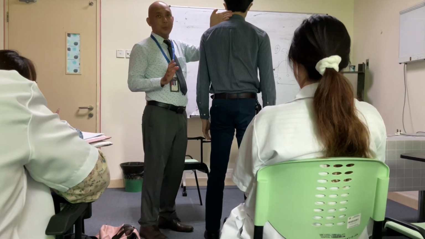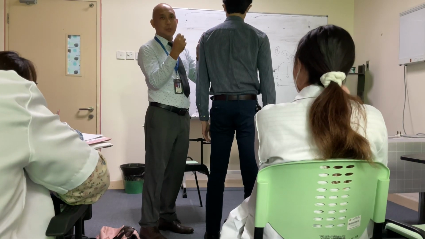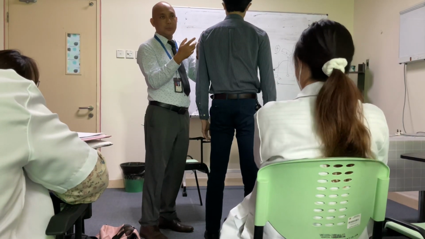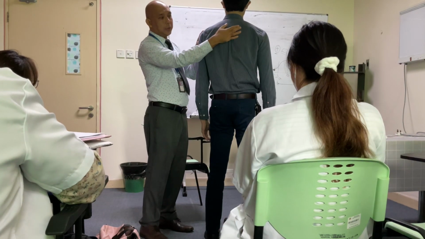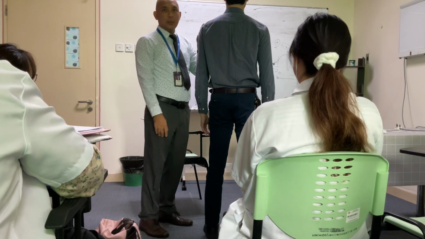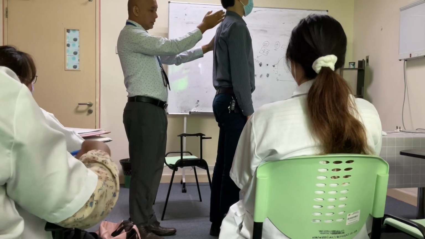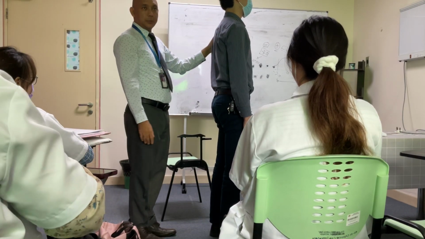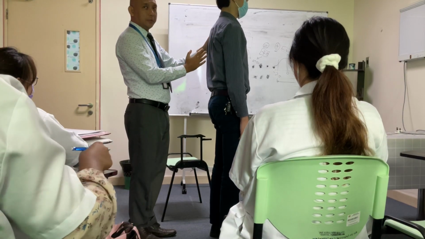But this is normal, right? If you want to say abnormal, you have to use the terminology hyperkyphosis. So there is normal cervical spine lordosis, normal thoracic kyphosis, and normal lumbar spine lordosis. And if you look from here, there is no lateral curvature. If you see this, there is some lateral curvature.